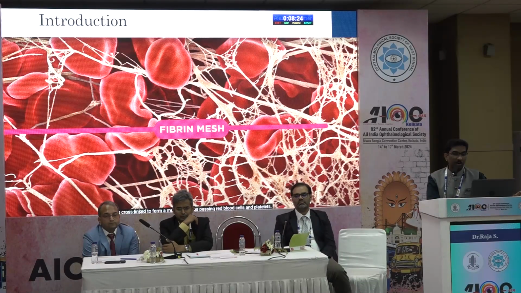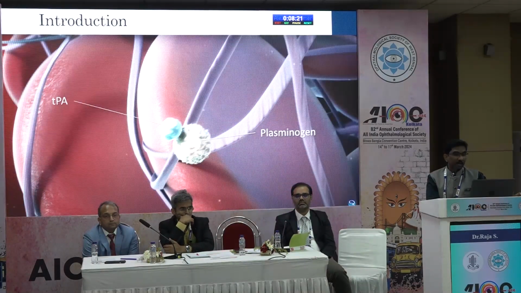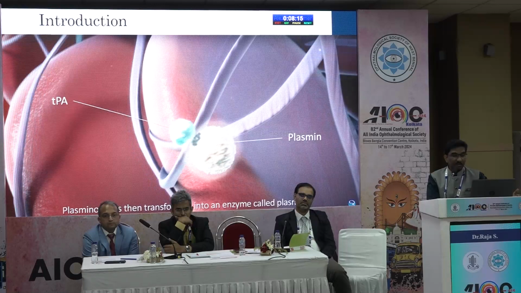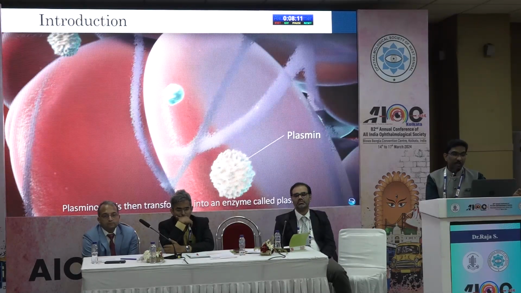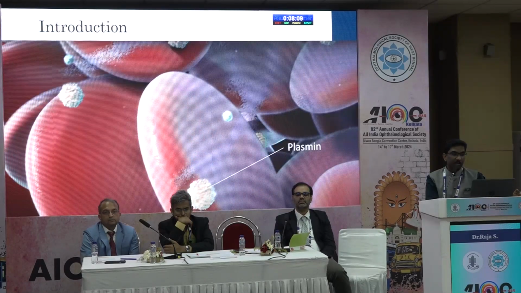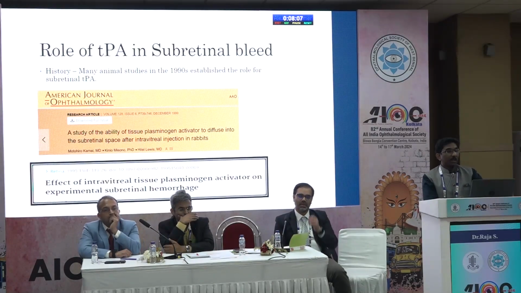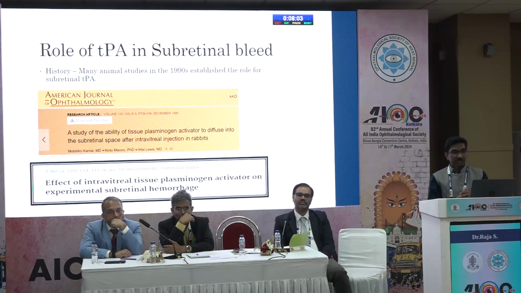This is how the clot looks, and the TPA acts on the plasminogen which is bound to the fibrin and converts it into plasmin, and after that the strands holding the clot together are broken down. So this is how it works. As far as the role of TPA in subretinal blood is concerned, there are many animal studies which establish the role for subretinal TPA.